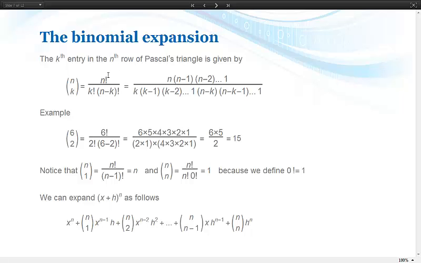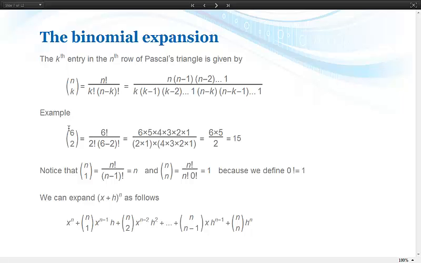And remember what a factorial is. N factorial is just n times n minus 1 times n minus 2 all the way down to multiplying by 1, the product of all those terms. So k factorial is just k times k minus 1 times k minus 2 down to 1, and for n minus k factorial, I start at n minus k, multiply by n minus k minus 1, etc. So it's easier to see with an example.